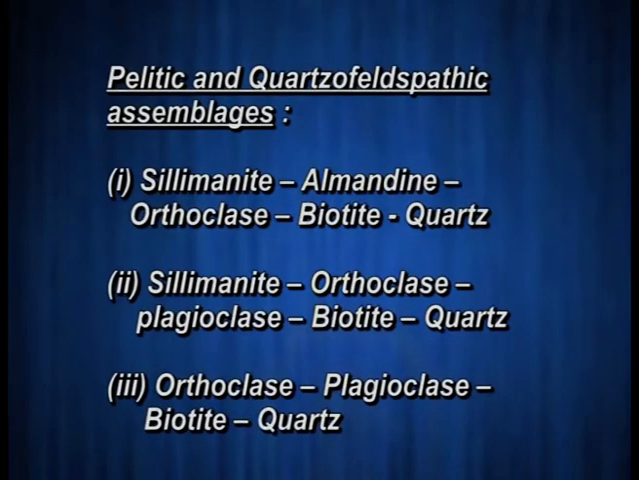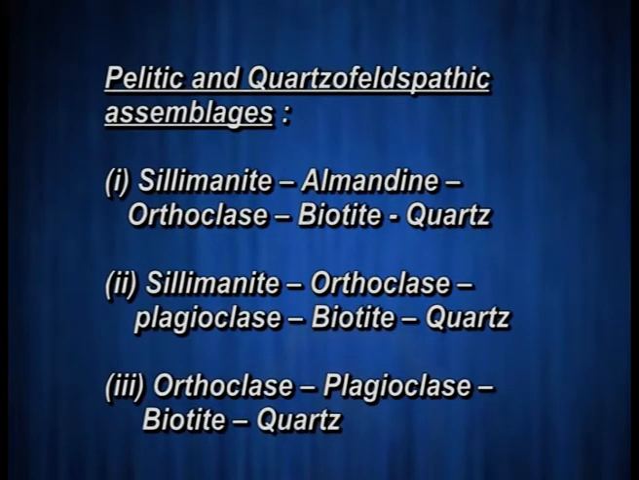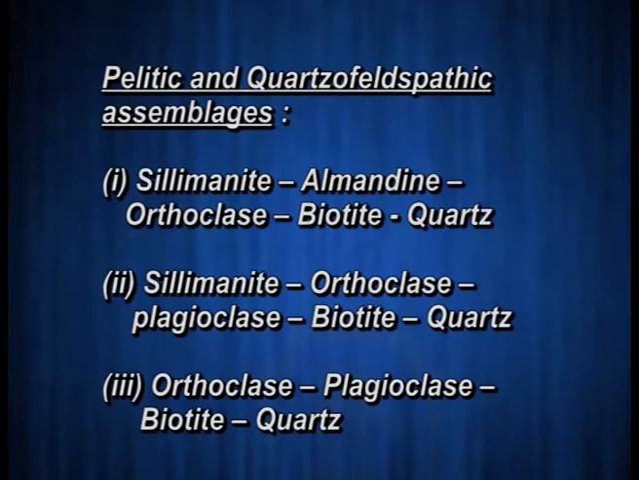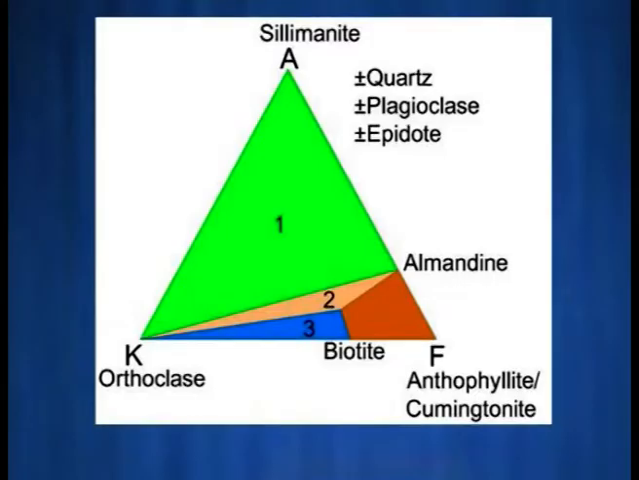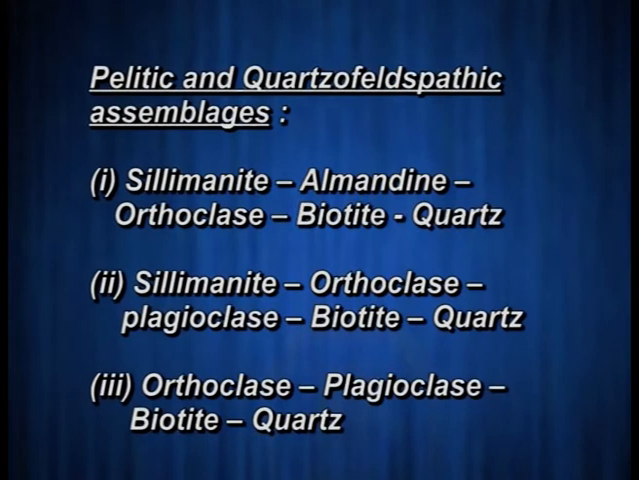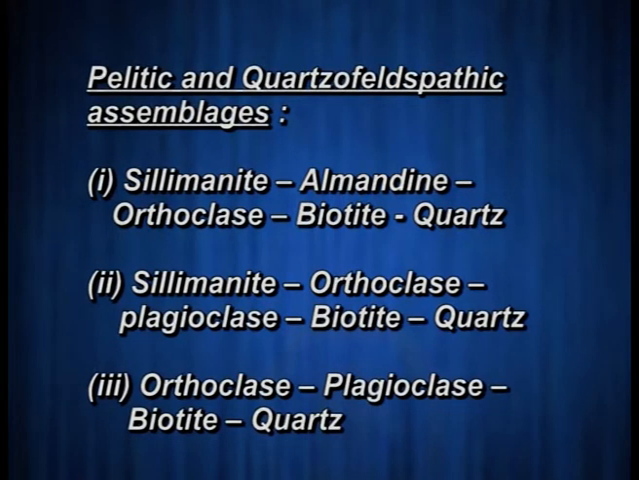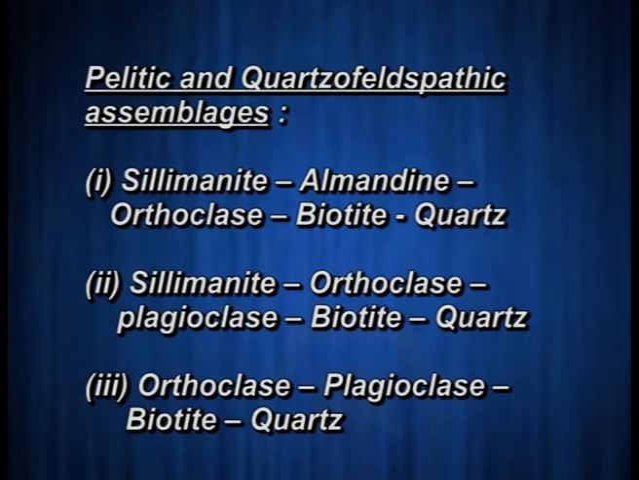Some typical Pelitic and quartzo-feldspathic assemblages. First is your sillimanite, almandine, orthoclase, biotite, quartz. Second important assemblage is your sillimanite, orthoclase, plagioclase, biotite, quartz. And third important is your orthoclase, plagioclase, biotite, quartz.